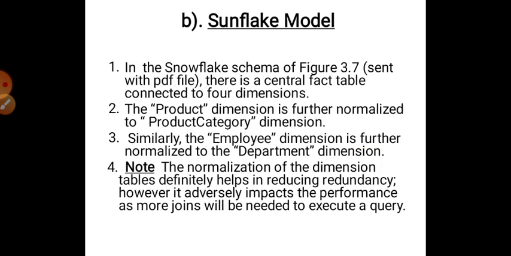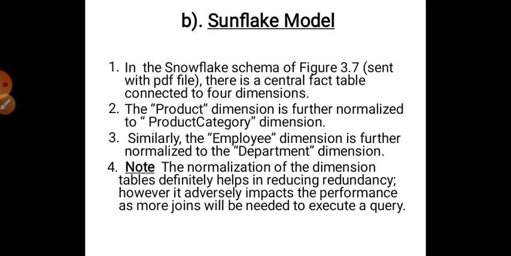Snowflake model. Students, the star model looks similar to a star, and the snowflake model looks similar to a snowflake, whose picture you can see. Point number 1. The snowflake schema, figure 3.7 sent with the PDF file. There is a central fact table connected to 4 dimensions. So in the center you find the fact table and 4 dimensions are connected to the 4 corners of this fact table. Point number 2. The product dimension is further normalized to the product category dimension.